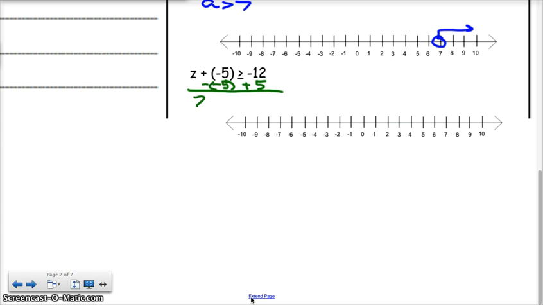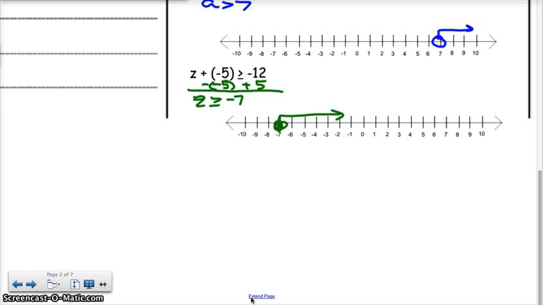So I get z is greater than or equal to negative 7. That I actually can do in my head. I don't know why. 12 and 5, I just know the fact is 7. Okay, close circle at negative 7. I'm bigger, so I'm going to the right.